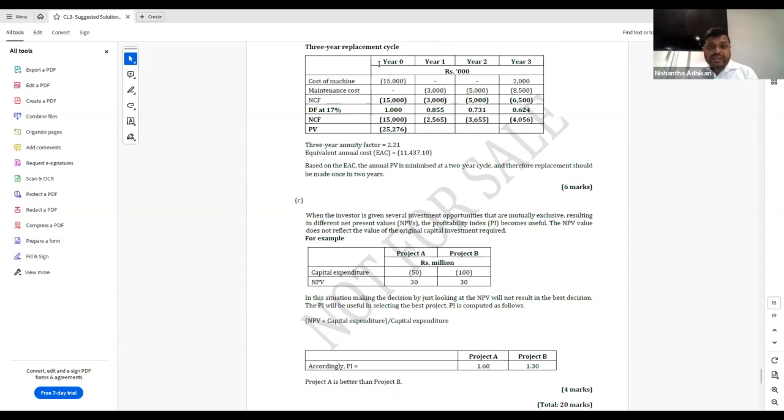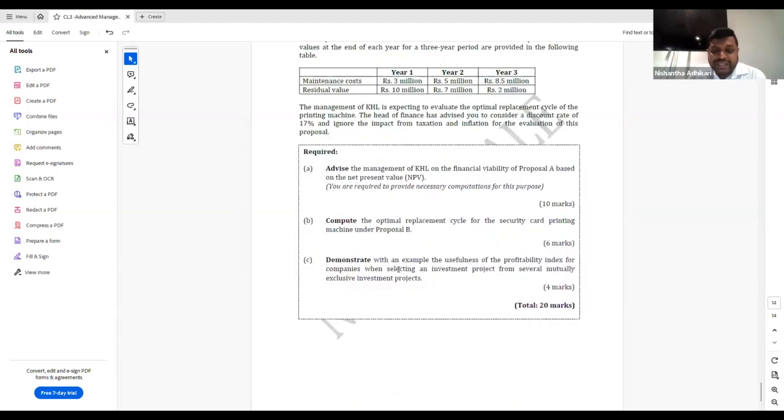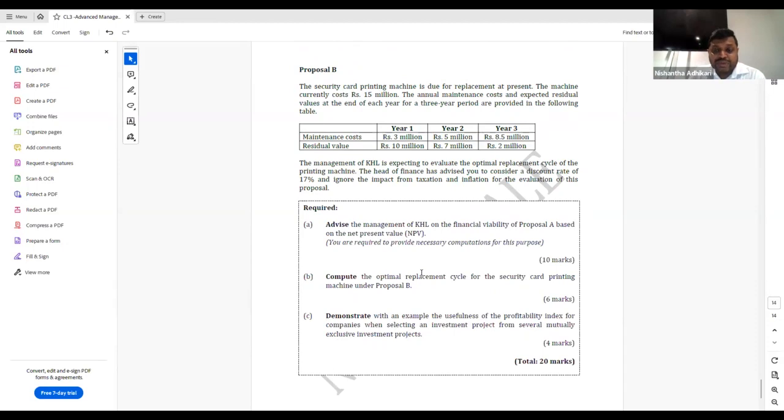Then part C, the last part. Demonstrate with an example the usefulness of the profitability index for companies when selecting an investment project from several mutually exclusive investments. It looks like this. Assume, I'm taking an example, you have two investment opportunities, A and B.